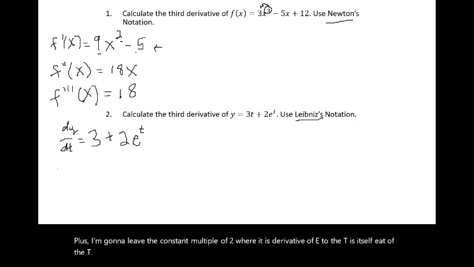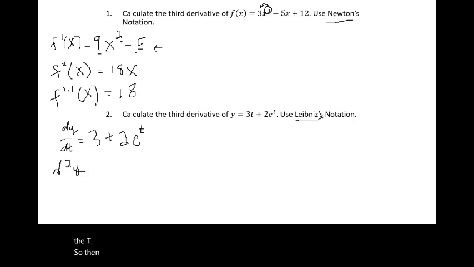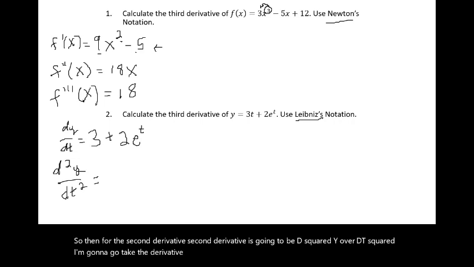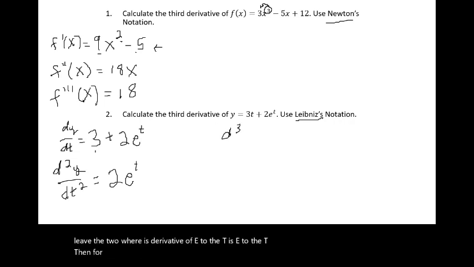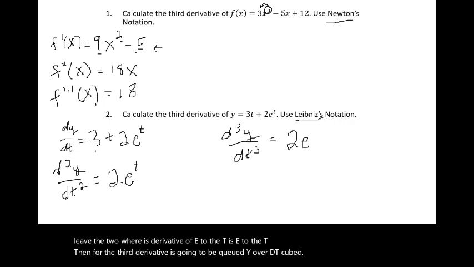So then the second derivative is going to be d squared y over dt squared. I'm going to take the derivative of the first derivative. So derivative of 3 is 0. I'm going to leave the 2 where it is. Derivative of e to the t is e to the t. Then the third derivative is going to be d cubed y over dt cubed. Derivative of 2e to the t is 2e to the t.